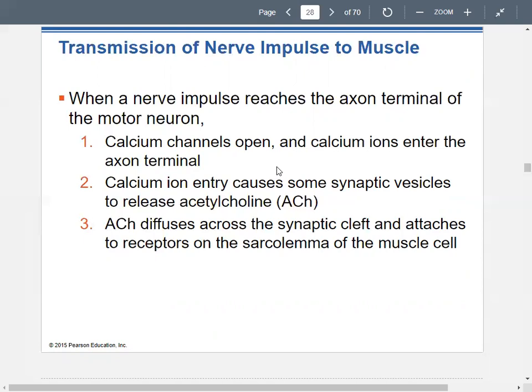All right, and then the acetylcholine diffuses. Remember diffusion, moves from an area of high concentration to low concentration? So it just goes across the synaptic cleft because there's less of it over there on the other side. It attaches to receptors on the plasma membrane, or sarcolemma, of the muscle cell. So this whole process is basically a way to move acetylcholine across the synaptic cleft. Okay? So that's why I made you learn about diffusion, because this is one of the ways where you see it.